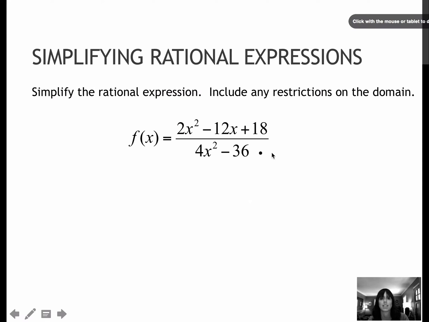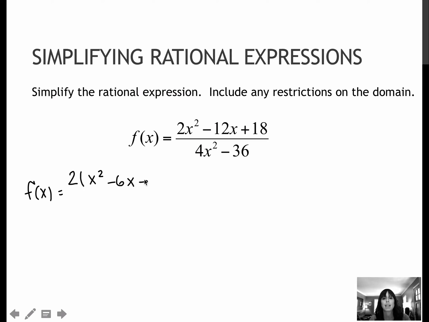So let's try some practice. Again, it might be helpful to have your cheat sheet that says how to factor everything, because obviously everything's about factoring this week. So the first thing I would do on the numerator is to take a 2 out of everything, and that would give me x squared minus 6x plus 9. And the denominator, I would take a 4 out of everything, which would give me x squared minus 9. And then I would continue my factorization.